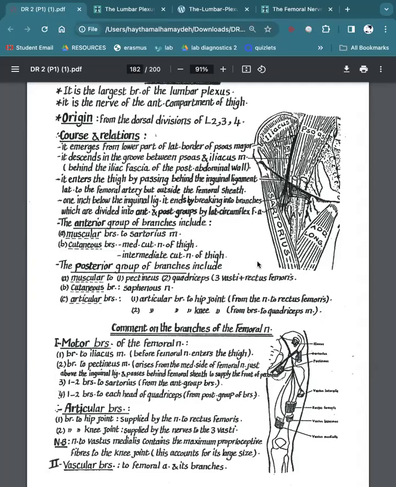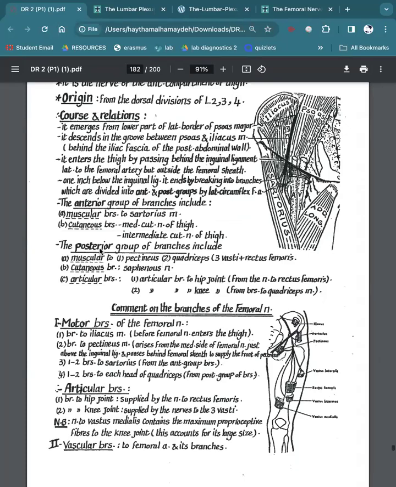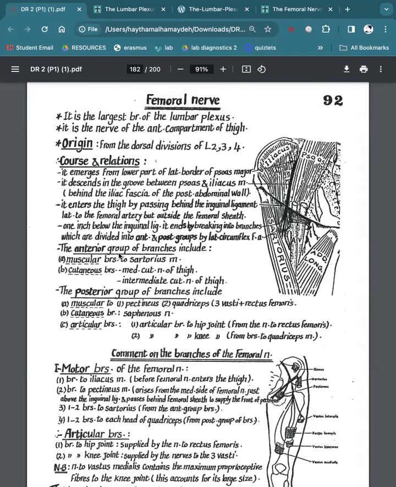And what about articular? As we said, we have an anterior division and a posterior division. The anterior division gives muscular branches to sartorius, and cutaneous branches: the medial cutaneous nerve of the thigh and the intermediate cutaneous nerve of the thigh. The posterior group of branches, from the posterior division, gives muscular branches to pectineus and quadriceps, cutaneous branches, and then the articular branches to the hip joint and the knee joint.